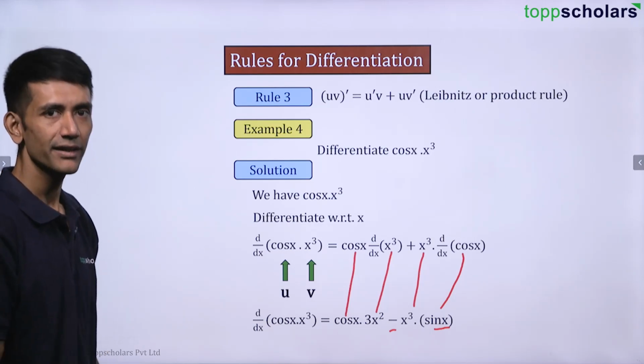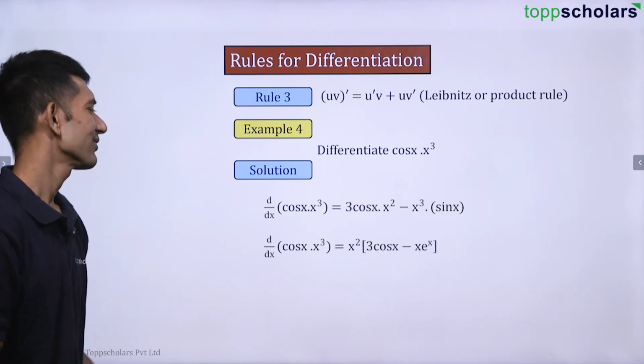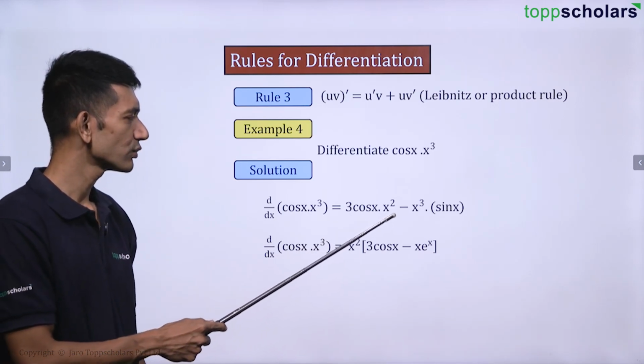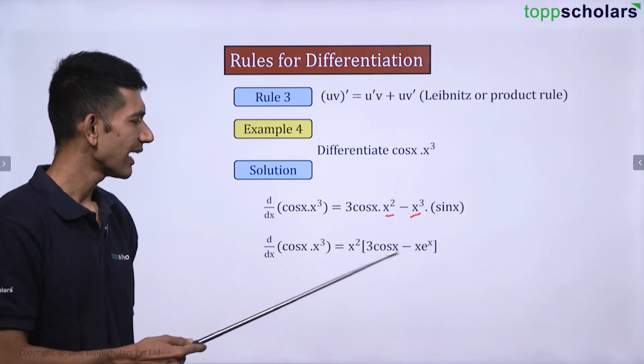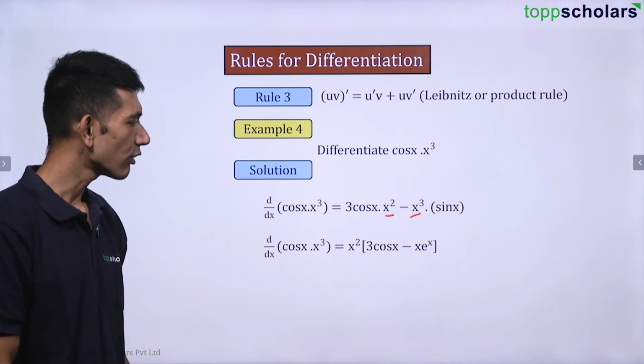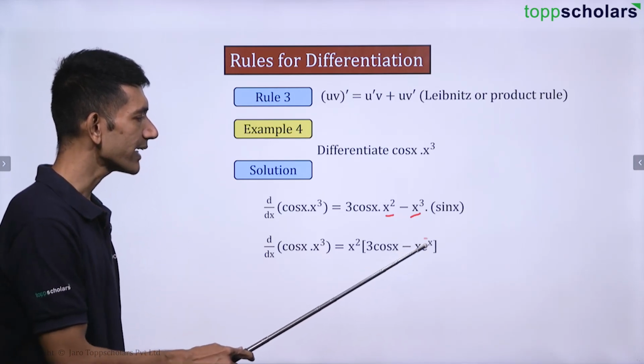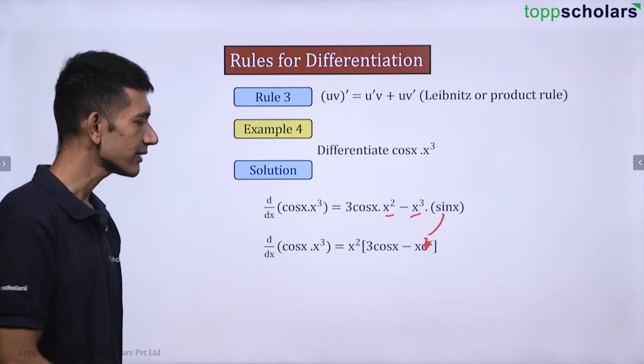Simple as that. Let's continue. Okay. So you can solve this further, of course, because you can take x square common from here, and then inside the bracket you have 3 cos x minus x into sin x. This is not e raised to x, this is sin x.